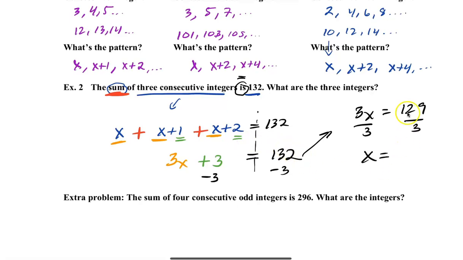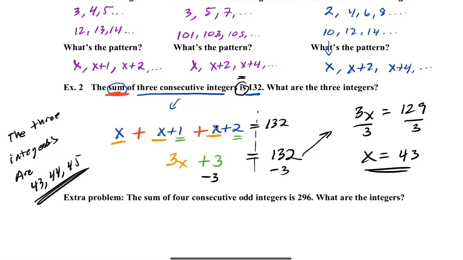So I get to here, and 12 divided by 3 is 4, and then 9 divided by 3 is 3. So 43. Now I have to watch out, that wasn't the question. The question wasn't what's x. There's no x in the problem, right? It's what are the 3 integers. If my first integer is 43, my next one would be 43 plus 1, which is 44, and then 45. So the 3 consecutive integers are 43, 44, and 45.